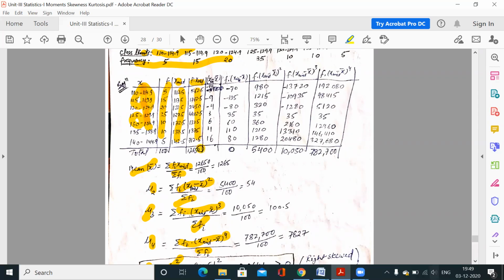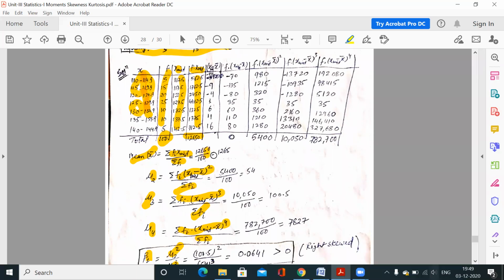So for this column, the summation is this, and the summation of frequencies is 100: 5 plus 15 plus 20 plus 35 plus 10 plus 10 plus 5. So this is that value. So we are getting 126.5. Clear? It is 126.5, the X bar. Now we need this X mid minus X bar square.